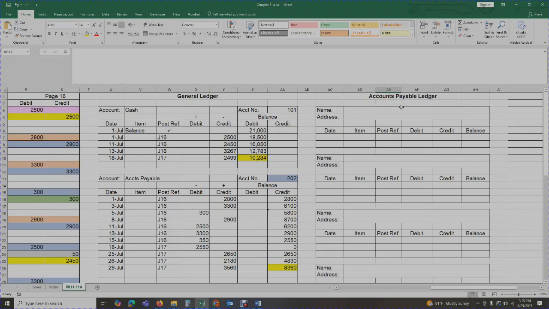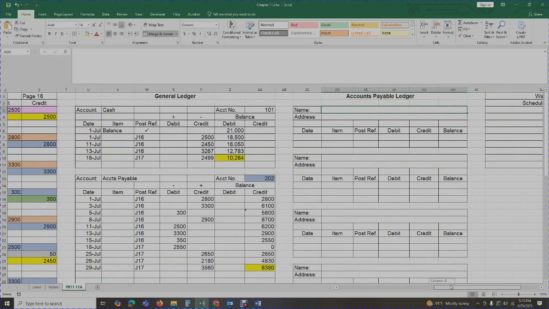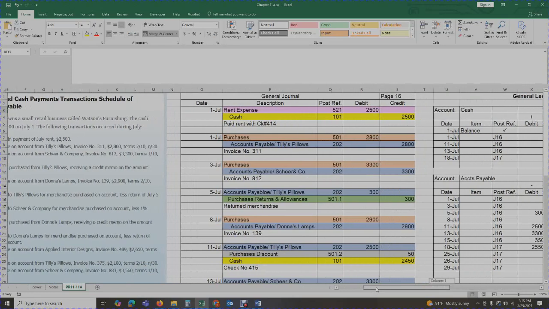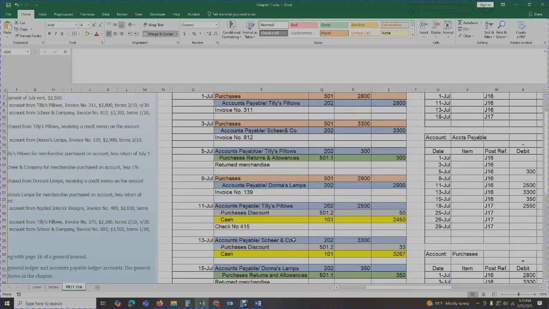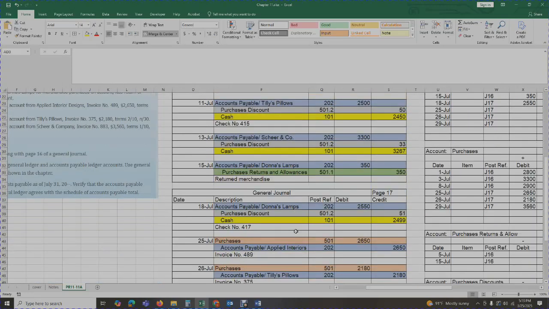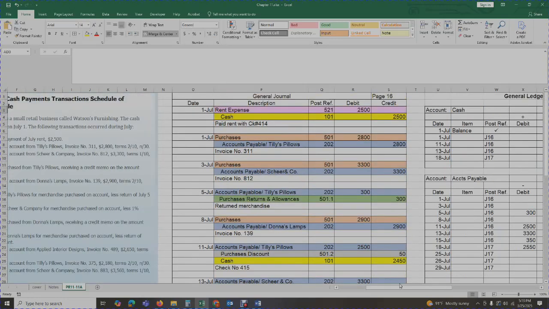Now we're going to do an accounts payable ledger. I need to figure out how much money I owe each of the different suppliers that we use. Usually we organize them in alphabetical order. So we're going to look through and figure out who we owe money to. We owe money to Tilly's, to Shearing Company, to Donna's Lamps, to Applied Interiors. So we've got all of them there.